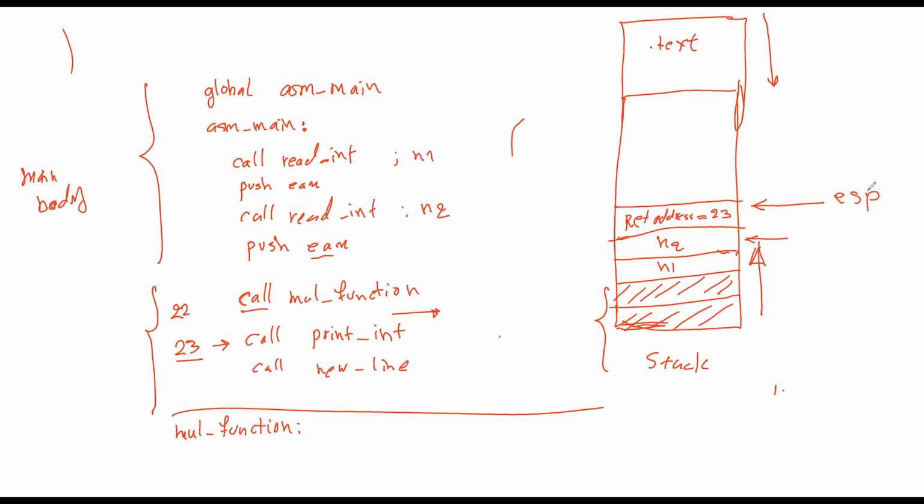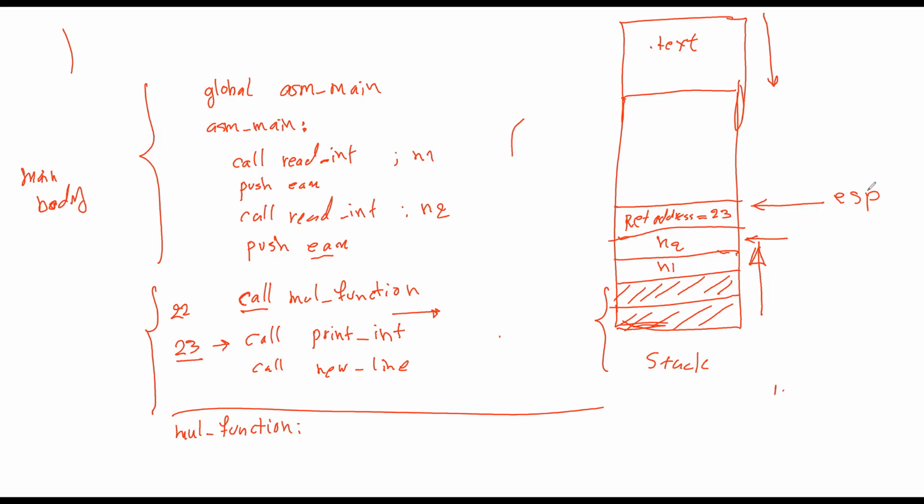ESP is pointing to here. So for this simple program, you can use the base pointer EBP register, or if you want, you can just ignore that and not use it, because it's not a recursive function and it's not required. But if you want to use EBP, go ahead and use it. If you don't want to use EBP, just use ESP, okay?